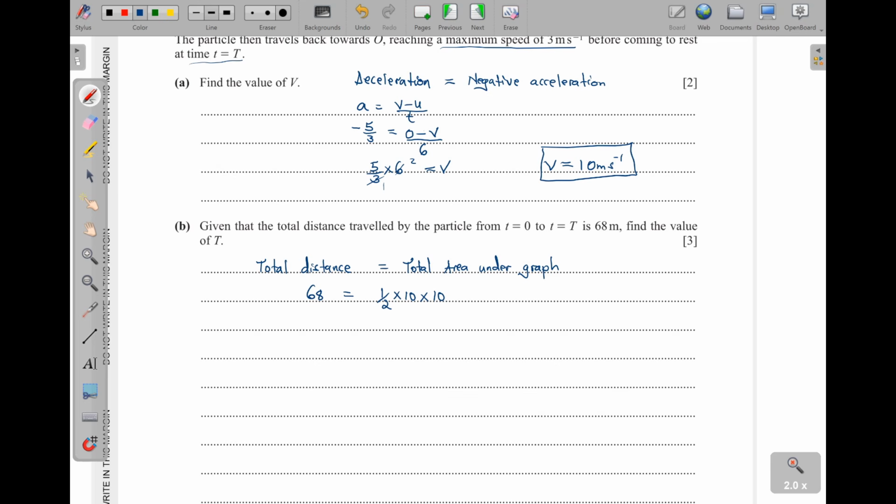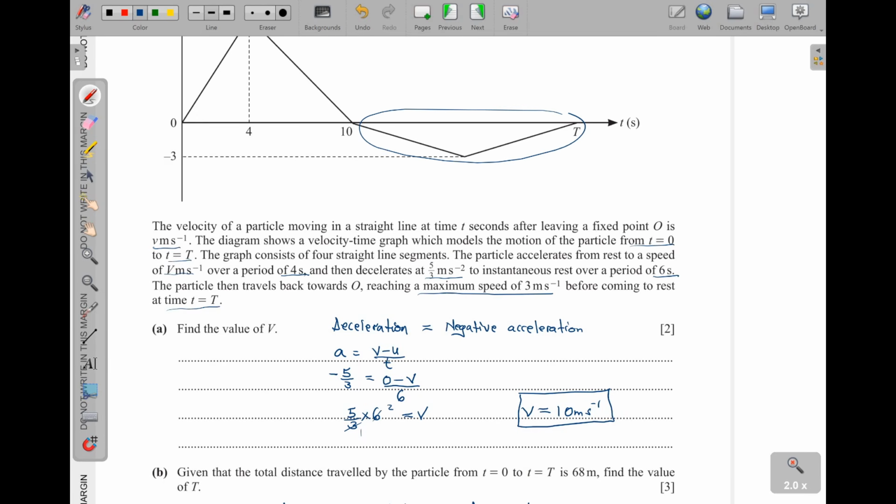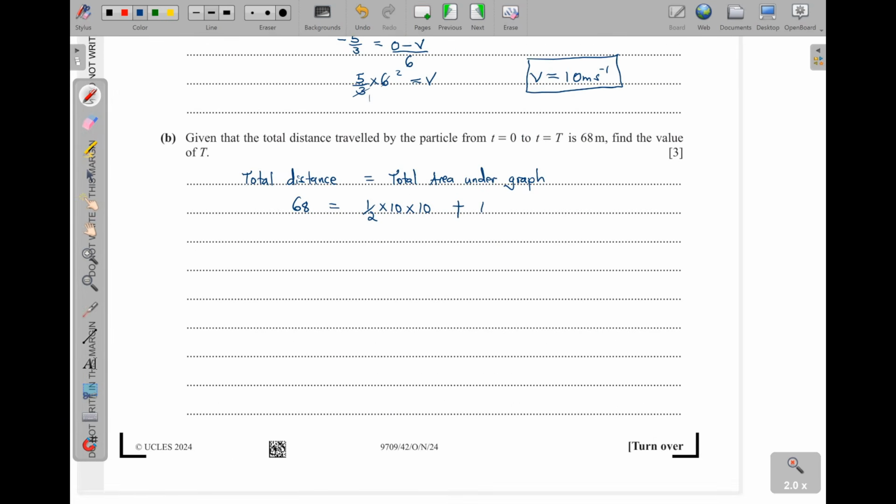And then plus, we also have this other one here. The base is going to be t minus 10, and then the height is going to be this 3. Okay, lengths are not negative, so we shall take it as 3, not negative 3. So it is also a triangle: a half times the base, which is t minus 10, then times the height, which is 3. Okay, don't write -3. Length cannot be negative.